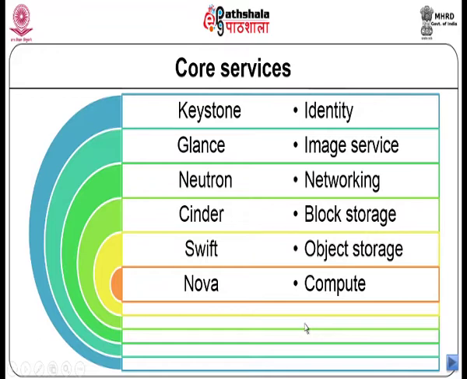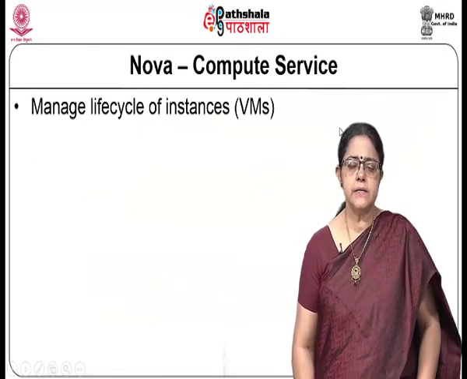So, these are the 6 core services that we are using in OpenStack. The first one is Nova. This is the main central core service. This is the compute node, and then we have Swift, which is the object storage. Then we have Cinder, which is the block storage. Then we have Neutron, which is the networking mechanism. Then we have Glance, which is the image service, and finally we have Keystone, which provides the privacy and security. So, what is the job of Nova?